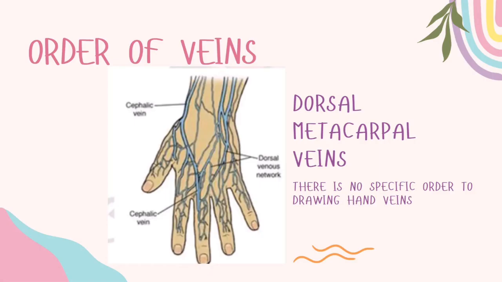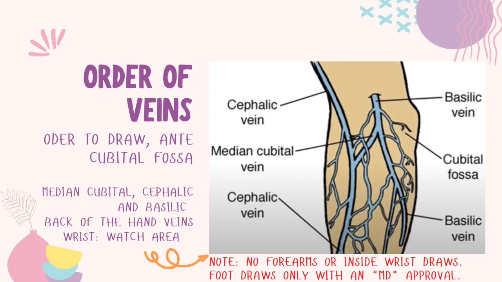Now, if all three veins are not accessible on the arm, then we need to take a look at the back of the hand. The veins on the back of the hand are referred to as the dorsal metacarpal veins. There is no specific order to drawing hand veins. Whatever vein you feel comfortable with, when inspecting the dorsal metacarpal veins on the back of the hand, you can attempt to draw any one of those veins.